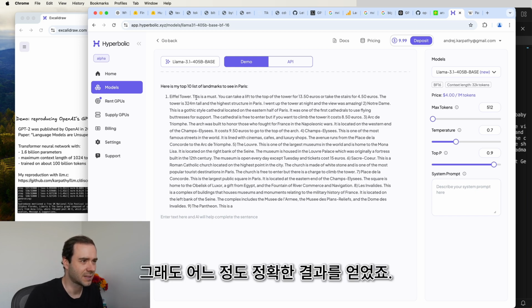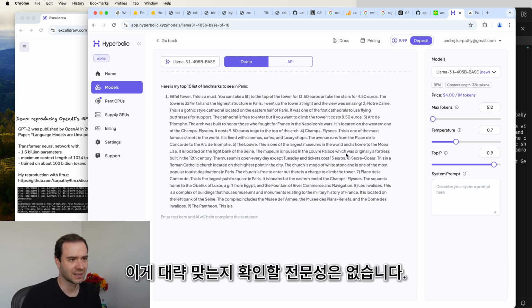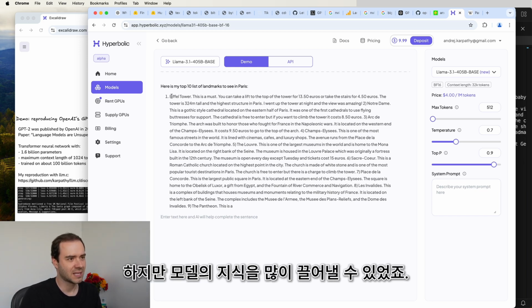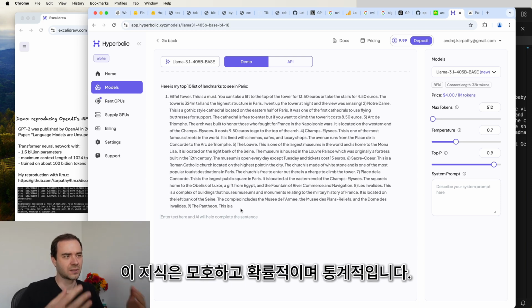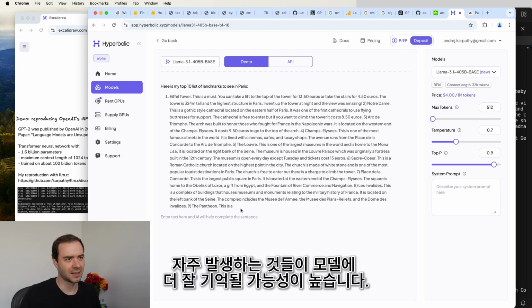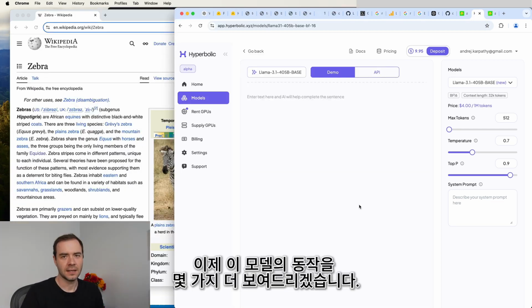That said, we did get something that is probably approximately correct, and I don't actually have the expertise to verify that this is roughly correct. But you see that we've elicited a lot of the knowledge of the model. And this knowledge is not precise and exact. This knowledge is vague and probabilistic and statistical. And the kinds of things that occur often are the kinds of things that are more likely to be remembered in the model. Now, I want to show you a few more examples of this model's behavior.